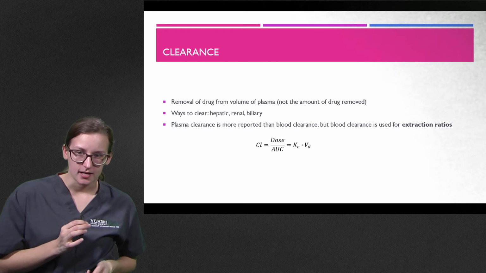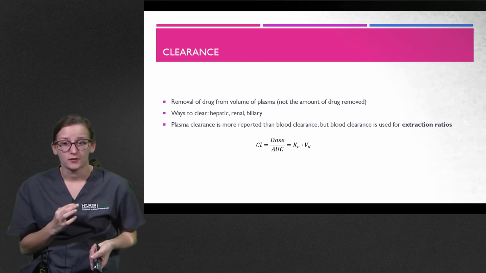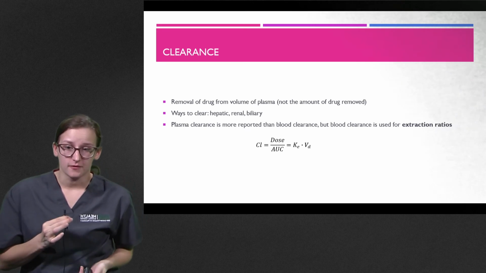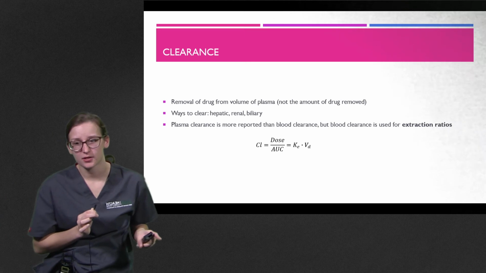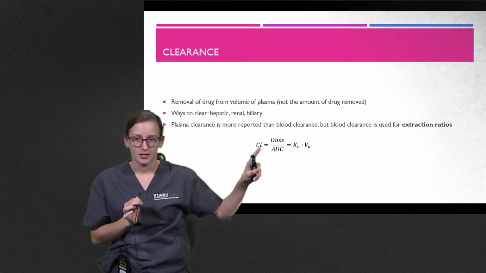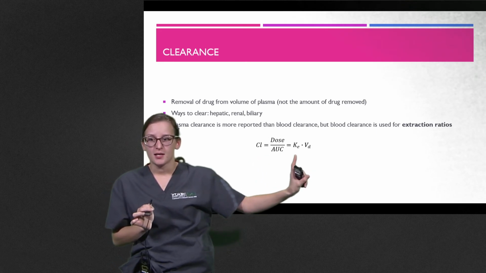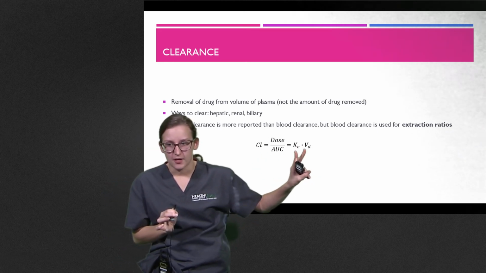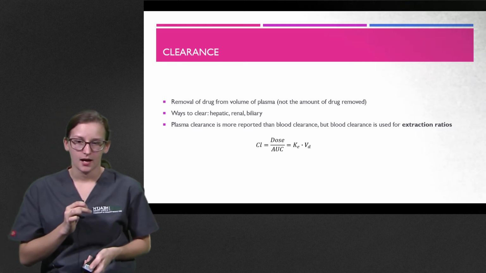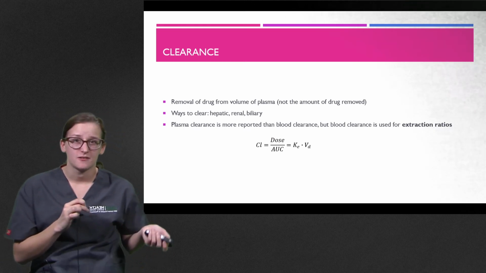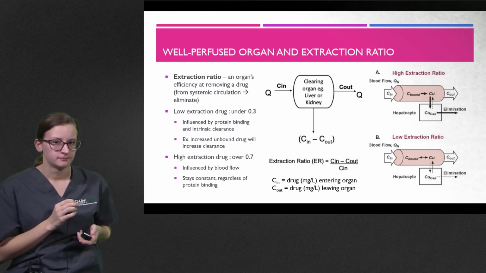All right, so clearance concepts here. Once again, for the third time, it's the removal of drug from the volume of plasma. And you have different ways to clear. And here's another equation: the clearance is the dose divided by the AUC. You can rearrange that however you want, but clearance can also equal these two values right here. And you can sometimes report it in blood, if blood's an easier way to report it versus plasma.